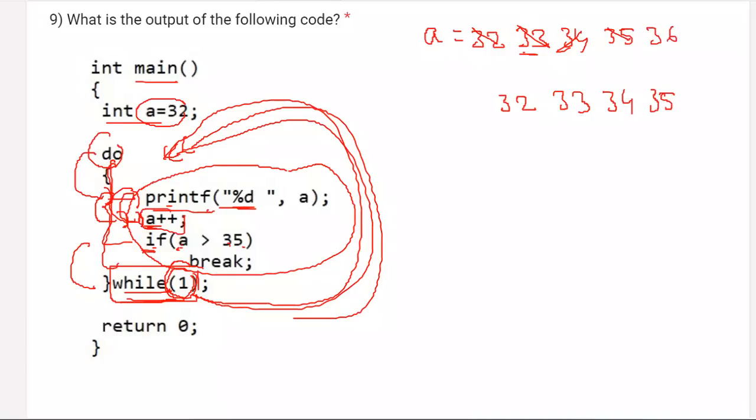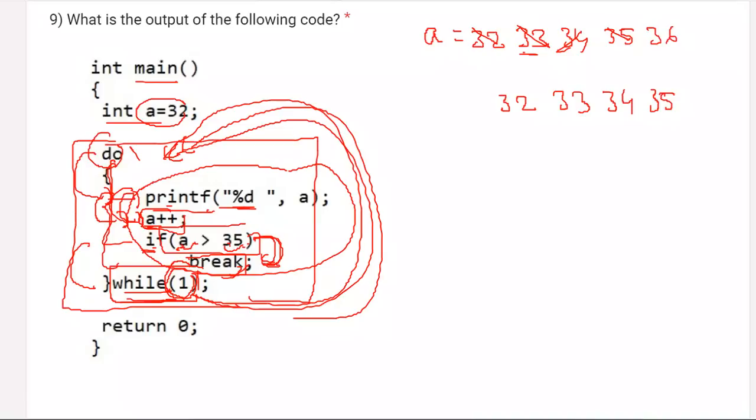That means 36. Is 36 greater than 35? Yes, this condition is true. 36 is greater than 35. Now you are entering into the if condition. If block. So here what is there in the block? Break. Break means simply you are coming out of the do while loop. Out of the do while loop.